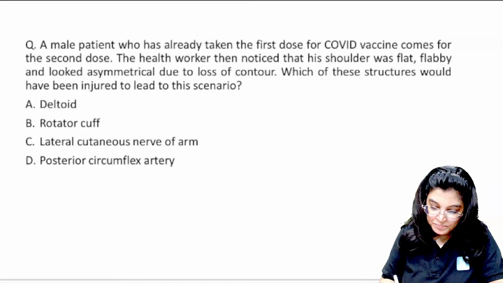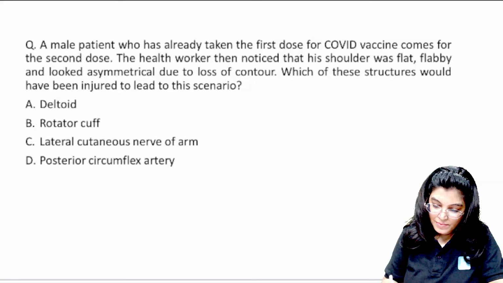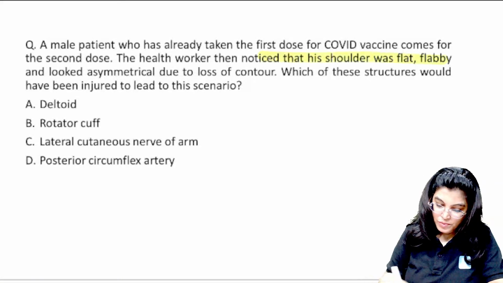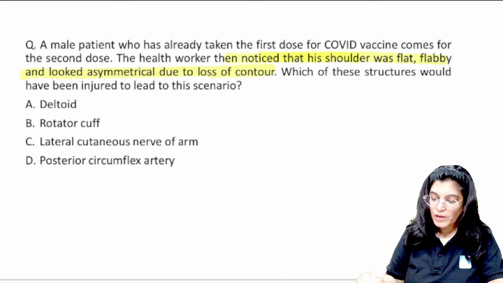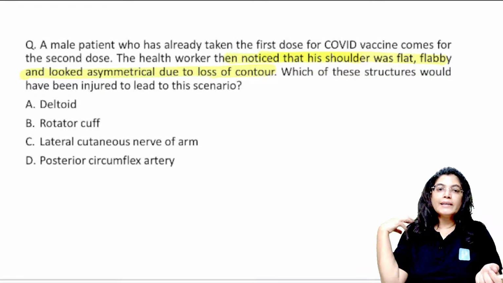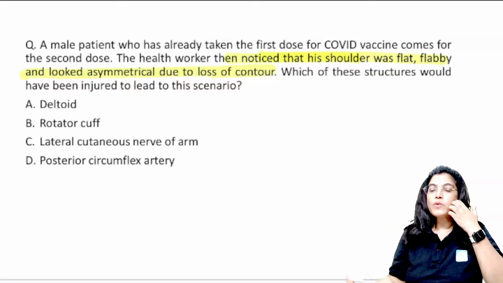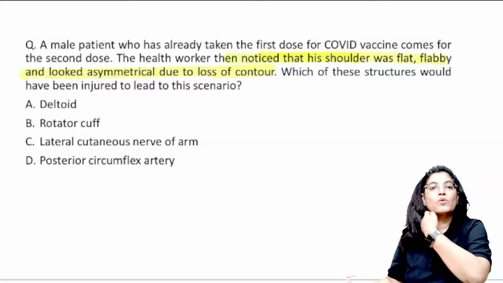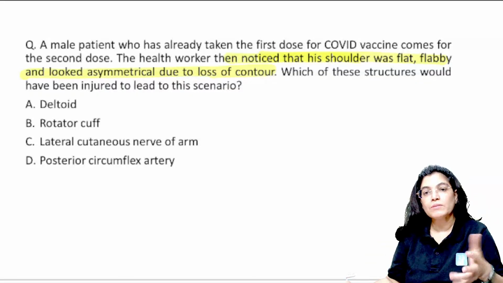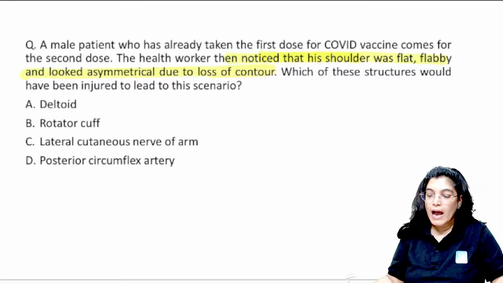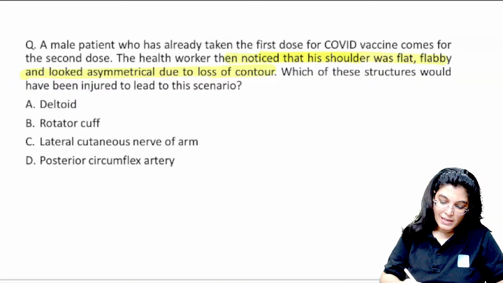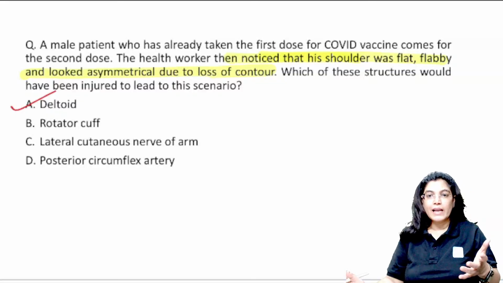So actually, if I talk about the correct answer, the shoulder is asymmetrical with loss of contour. We know the deltoid muscle forms the shoulder contour, and its nerve supply is the axillary nerve. So in this IM injection, the COVID second dose, the axillary nerve was injured, and the axillary nerve gives innervation to the deltoid muscle. So which is the right answer? The deltoid muscle is involved in this case scenario.